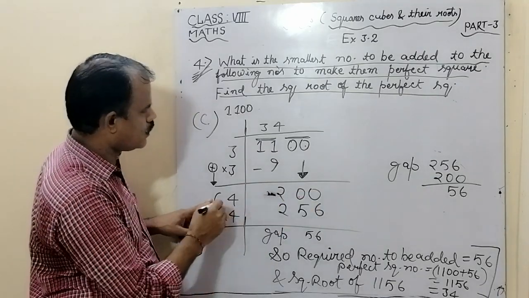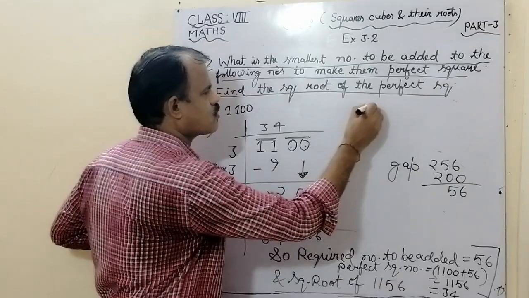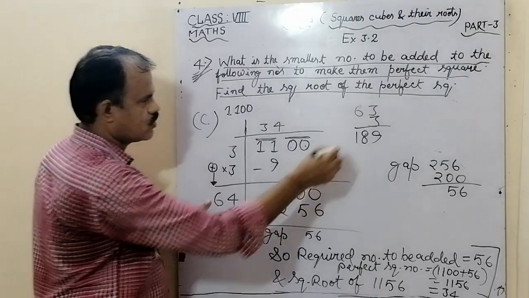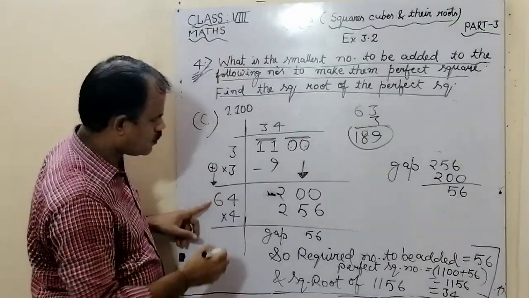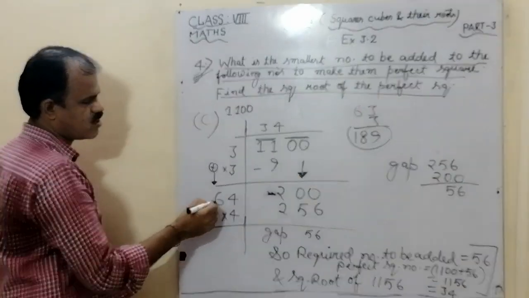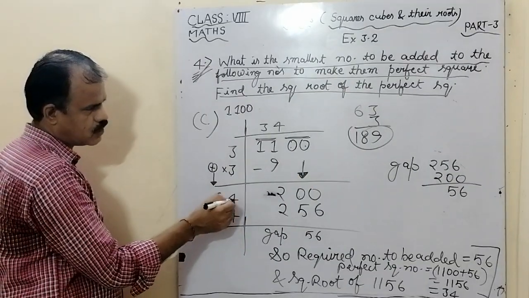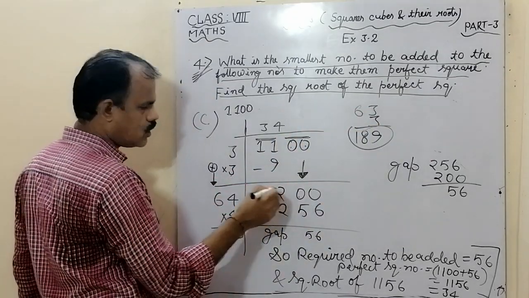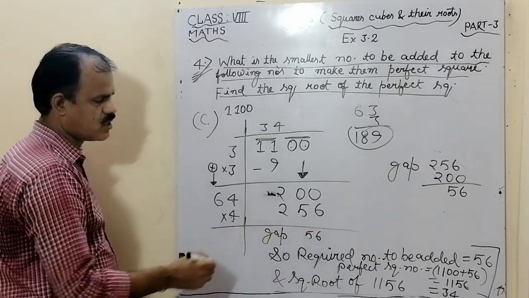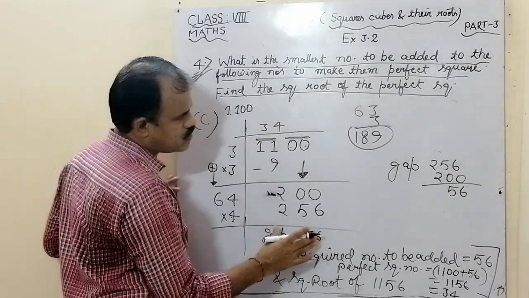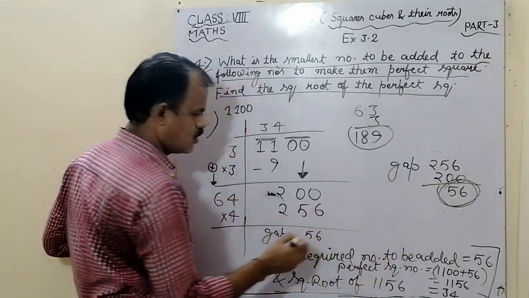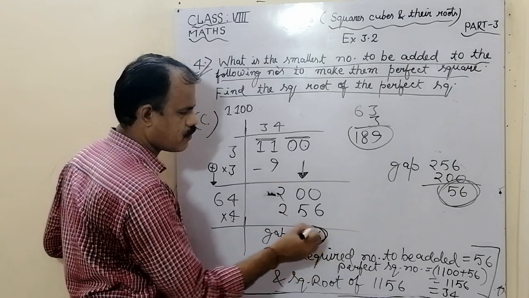Now we have to take a greater number. Here 200 is there. If we take 63 times 3, that is 189, which is lesser than 200, so we have to take a larger number. Taking 4, 64 times 4 is 256. So you see the gap is 256 minus 200, the gap is 56.